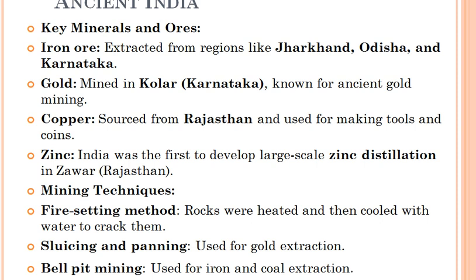Key minerals and ore extraction in the ancient period: iron ore was extracted from Jharkhand, Odisha, and Karnataka. Gold was mined in Kolar district for ancient gold mining. Copper was sourced from Rajasthan and used for making tools and coins. India was the first to develop large-scale zinc distillation in Zawar, Rajasthan.